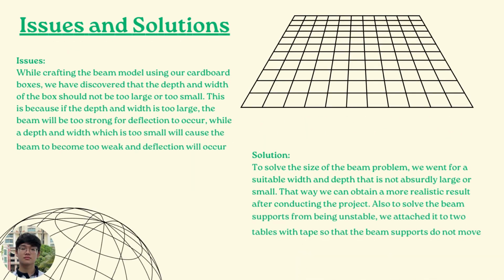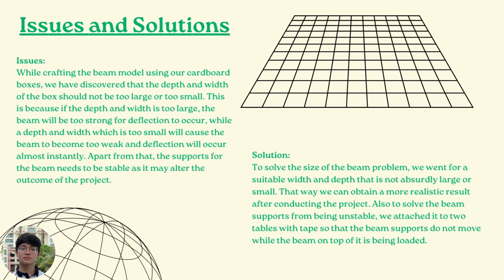Issues and solutions. Issues. While crafting the beam model using our cardboard boxes, we have discovered that the depth and width of the box should not be too large or too small. This is because if the depth and width is too large, the beam will be too strong for deflection to occur, while a depth and width which is too small will cause the beam to become too weak and deflection will occur almost instantly. Apart from that, the supports for the beam need to be stable as it may alter the outcome of the project.